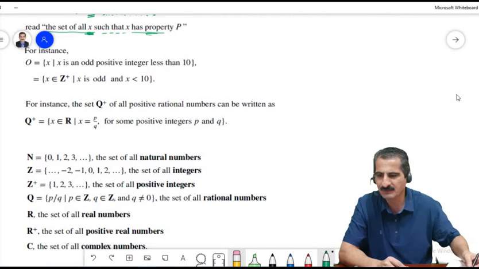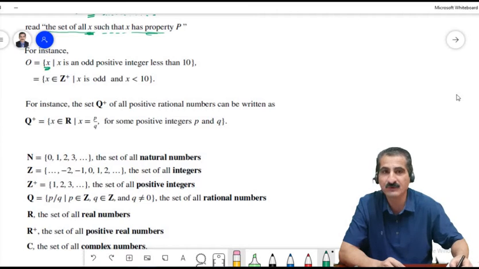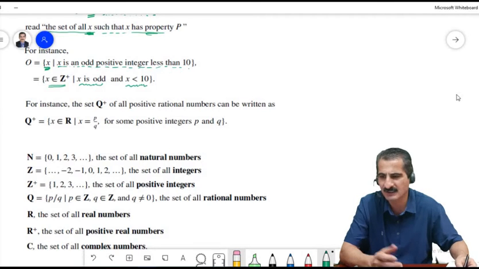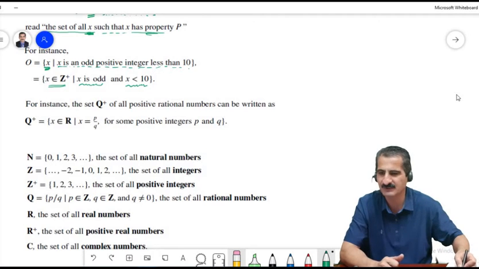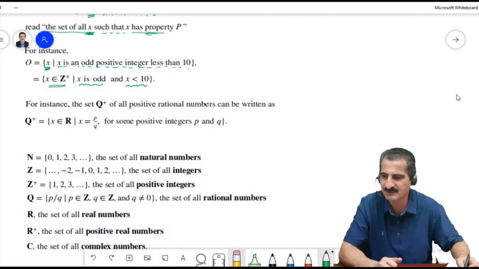We will use this notation, and we will say the set O consists of all elements x such that x is an odd positive integer less than 100, and simply we will say x belongs to Z plus. What is Z plus here? We mean all the positive integers, but we will not take all of them. We will just say x is odd, so this is the first property, and x is less than 10 here. Sorry, I said 100. It could be 100 as another example.